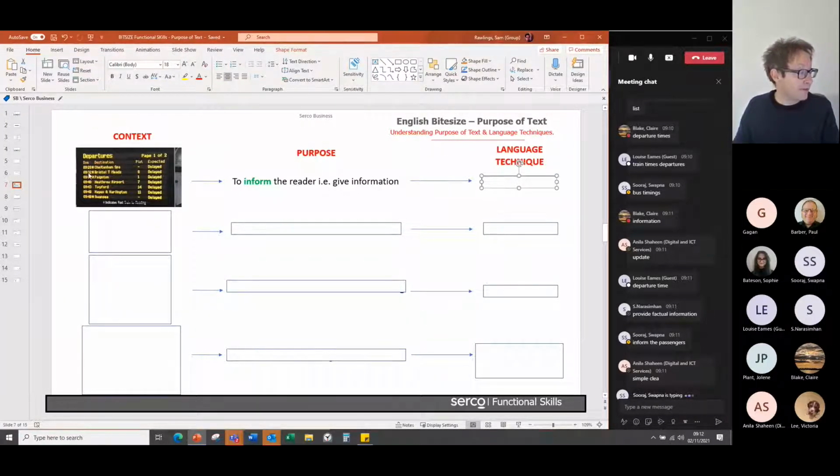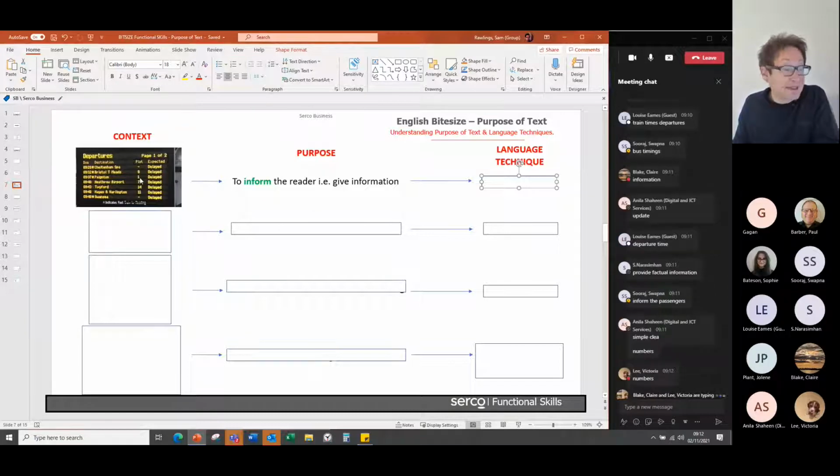But what have we got on the left and also in the middle? So platform, we've got, what are these? Are they letters or numbers? They're numbers, exactly. So when you look at informative text, you do often get what you might call statistics or data. That's quite common in informative text.